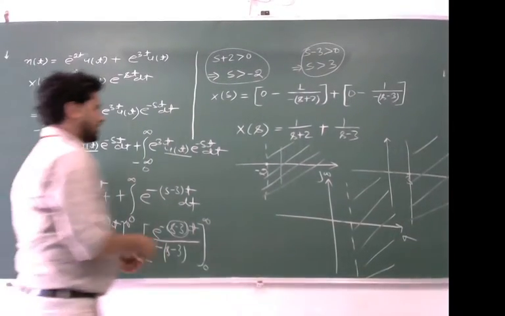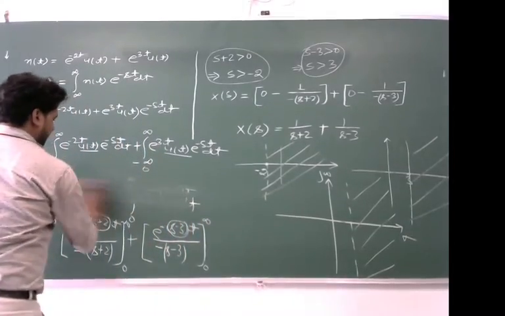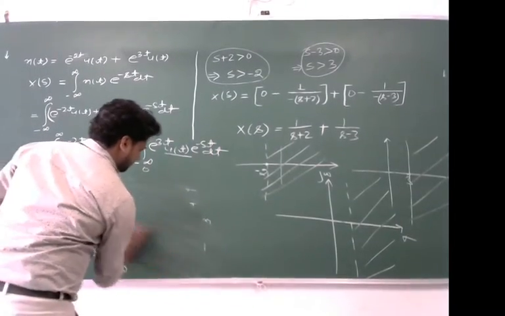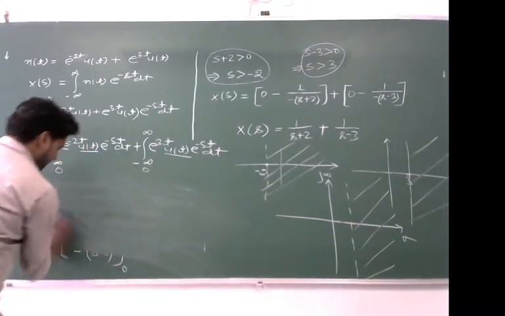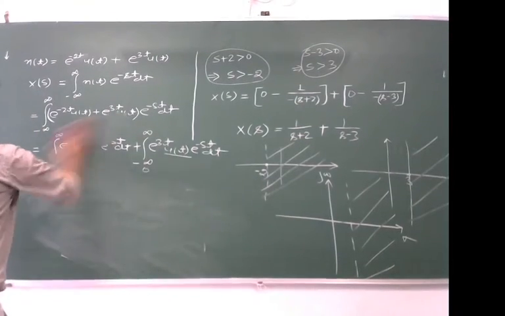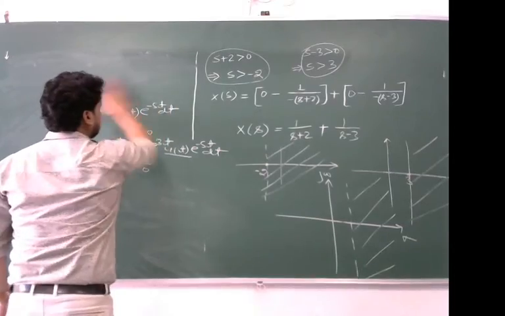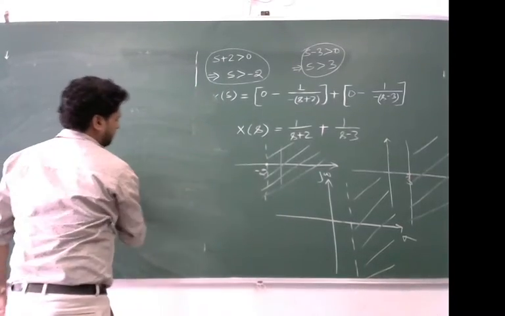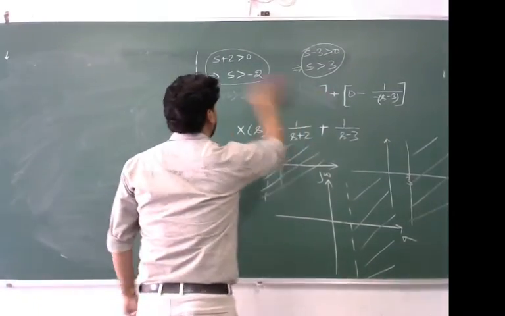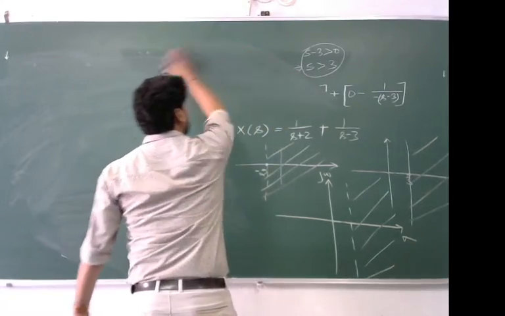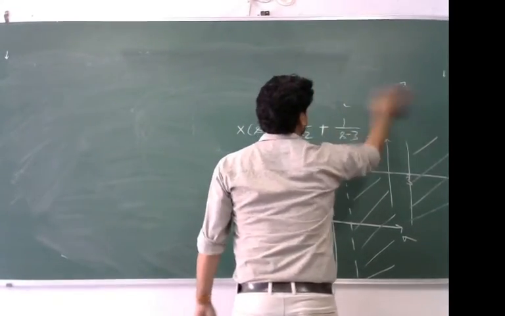Now consider one more important case where x(t) is given as e power minus at u(t) minus e power minus bt u(minus t).